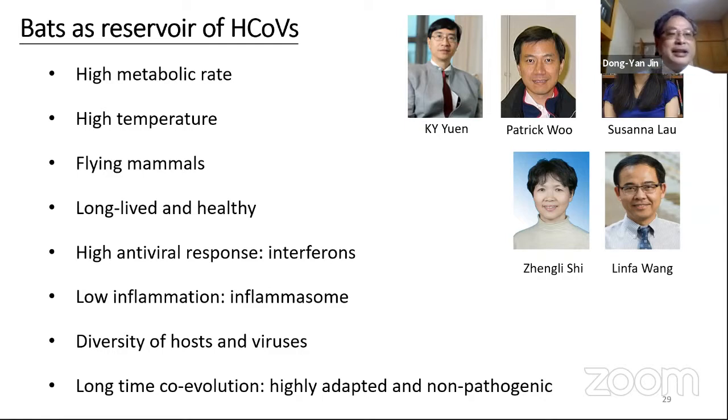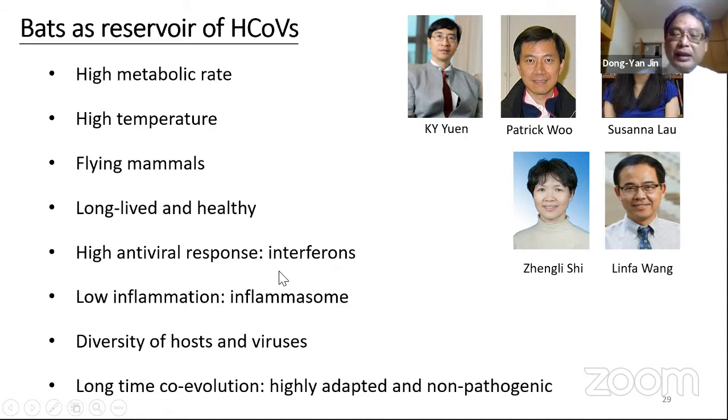And why are bats such an excellent reservoir? Bats are the only flying mammals. They have a high metabolic rate, they have high temperature, and they are long-lived and stay healthy, theoretically much more long-lived and healthy than human beings. And importantly, they have a very potent antiviral response. The interferon response, both interferon production and interferon signaling, are activated. On the other hand, innate immunity is actually a double-edged sword. On one hand, it has antiviral activity, and on the other hand, it has a pro-inflammatory effect, by activating the inflammasome, for example, the NLRP3 inflammasome. So those are the two phases of innate immunity.